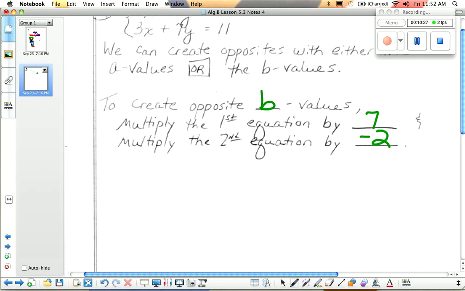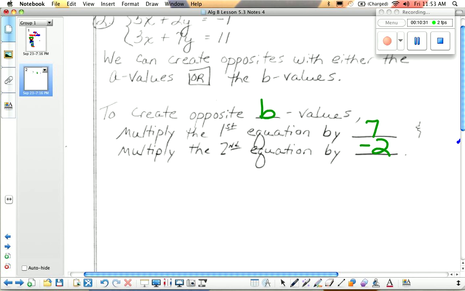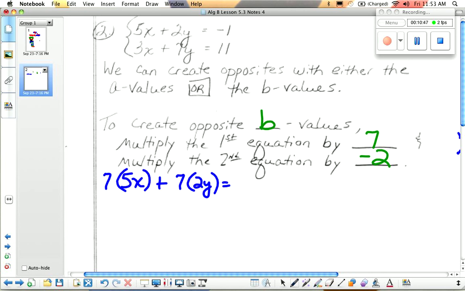Okay, so I'm going to take the first equation and multiply it by that 7. And then the other equation, I'm going to multiply by negative 2.